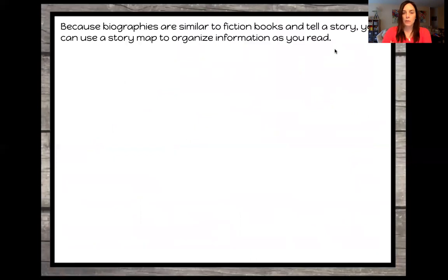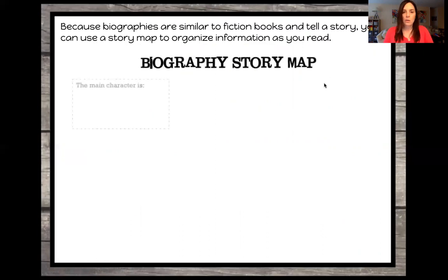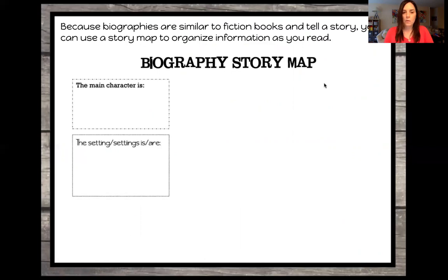And then because biographies are nonfiction books, but they tell a story, you can actually use a story map to organize the information as you read. And this is a helpful way to pull out the necessary information and help you organize it. So a story map looks like this. You have a spot for the main character and then the setting, and then what time period the story takes place.